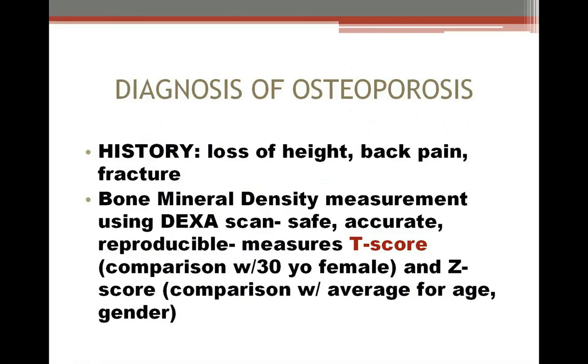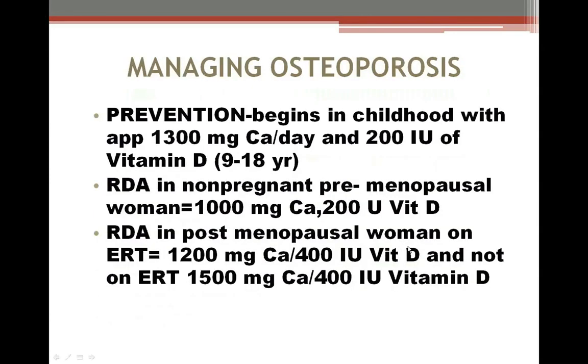a Z-score compares you to the average for your age and gender. In reality, the T-score is more important than the Z-score because the T-score compares you to an ideal, whereas a Z-score compares you to people your own age. And the osteoporosis risk, or the fracture risk, is much more correlated with a T-score than with a Z-score, because a lot of women in their 50s and 60s have osteopenia and osteoporosis, so you would be compared to a population that's not normal to begin with. It may tell you how you fare against them, but it doesn't tell you how you fare against an ideal. Usually more than two standard deviations below the normal T-score will be the definition of early osteoporosis.